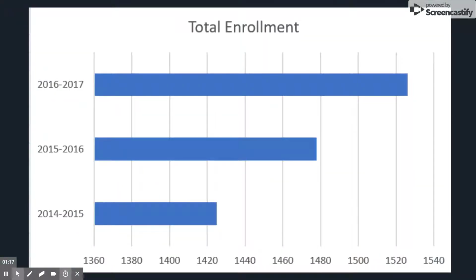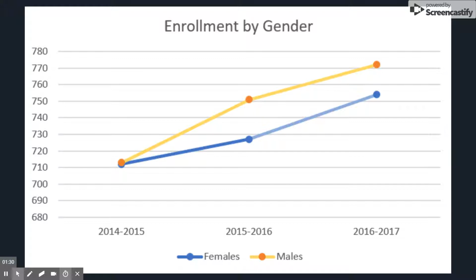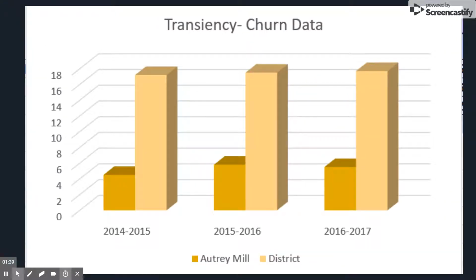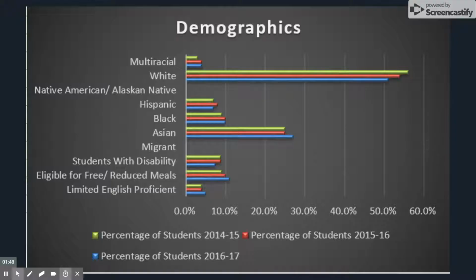First of all, an overview here, our total enrollment has definitely increased over the last 3 years, and it continues to do so. Autry Mill is in a sought after district, and so our population is constantly growing. Our enrollment by gender has started to grow a little bit in regard to more males than females, but it tends to be pretty similar. Our churn data, our transiency rate, is low compared to the district and has remained pretty consistent. So people tend to come to our district and stay there.